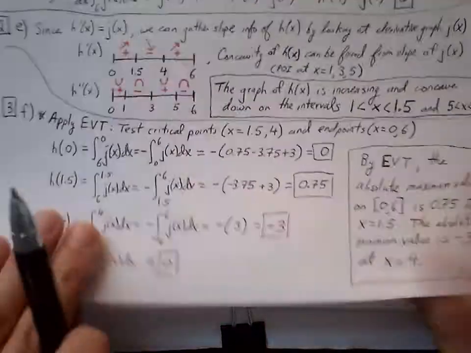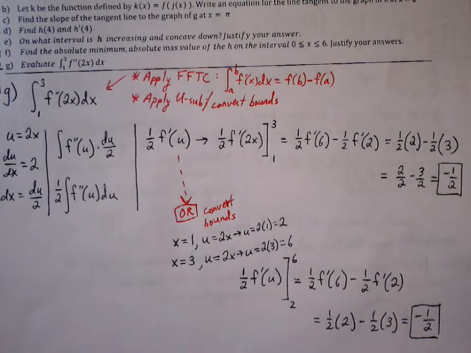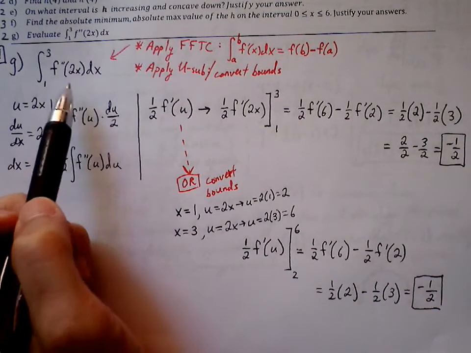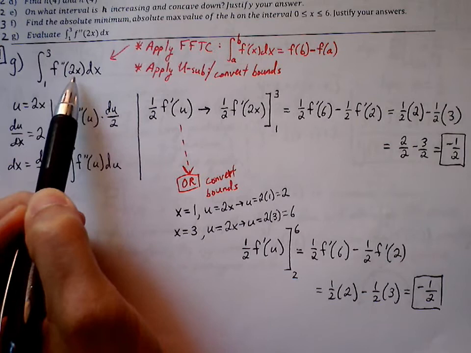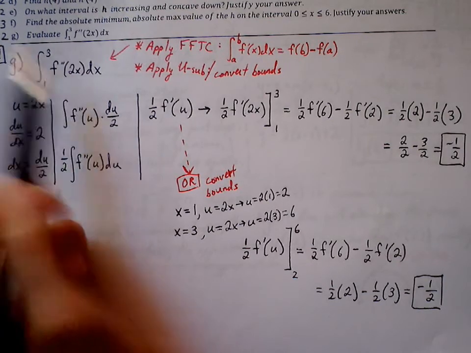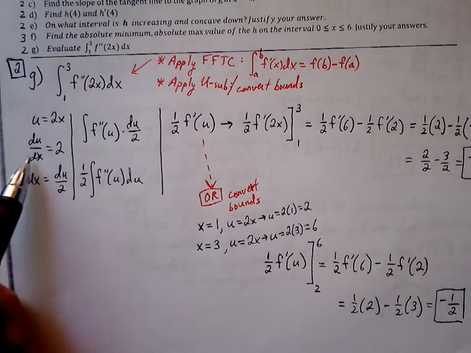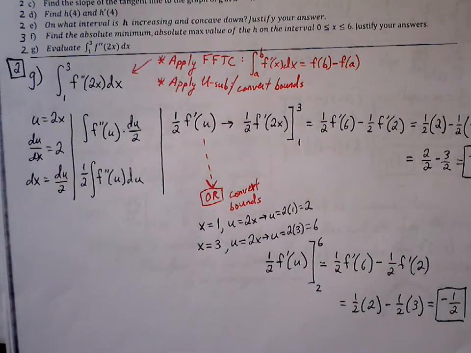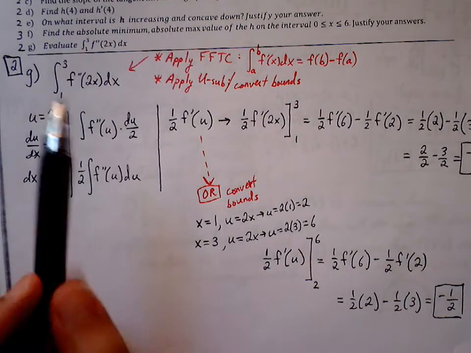All right, one more to go, and that's part G. Evaluate the definite integral from 1 to 3 of f double prime of 2x dx. So f double prime of 2x, we really want to go through u substitution to get this in a better form here. So let's let the u value be 2x. So du over dx is equal to 2. We solve for dx, dx equals du over 2. We make our substitutions.